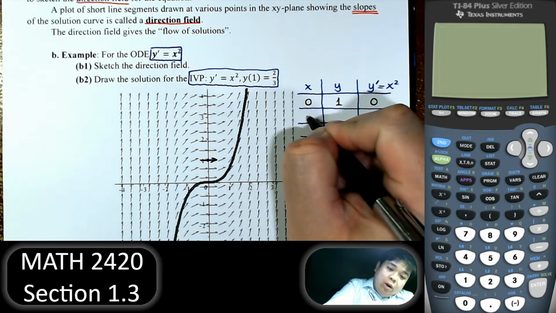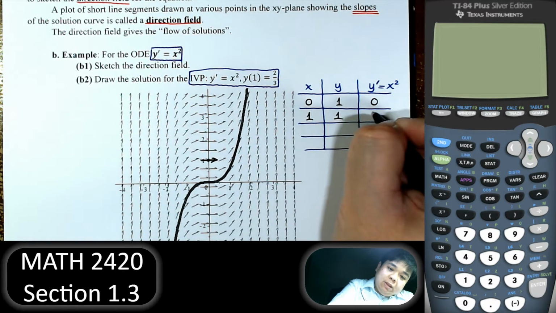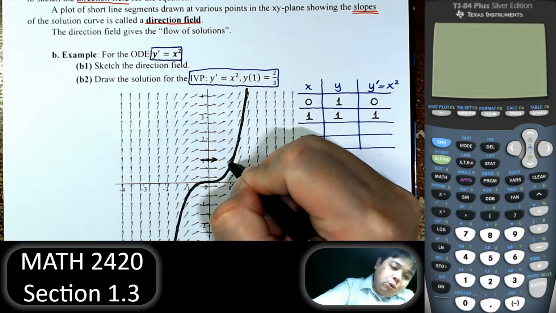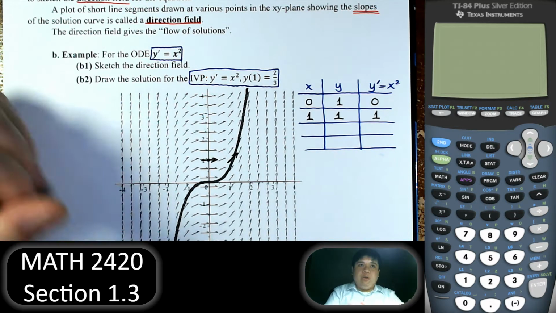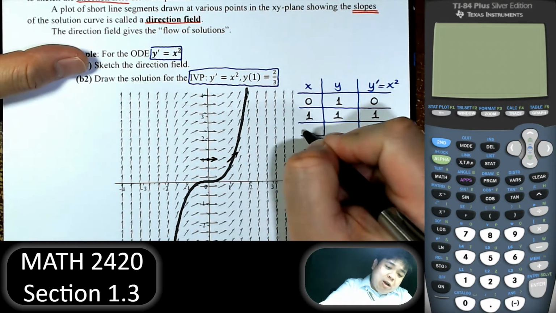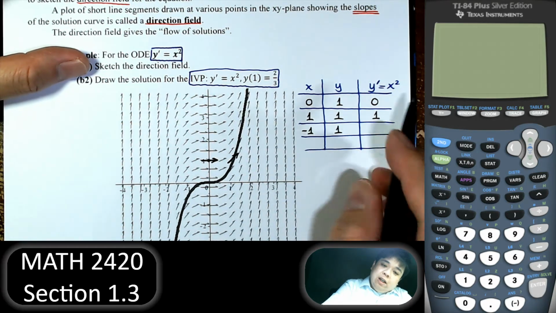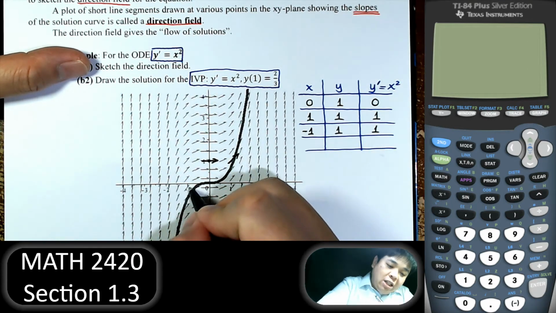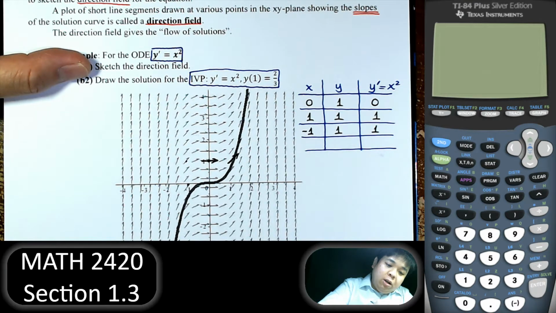Now let's see, when x equal to 1, y equal to 1, the slope is x squared, so 1 squared is still 1. So at the point x equal to 1, y equal to 1, the slope is equal to 1. So that is the diagonal line. Let's do something else. How about some negatives? Negative 1 and 1. y prime equal to x squared, negative 1 squared, still 1. So at the point x equal to negative 1, y equal to 1, the slope is also 1.